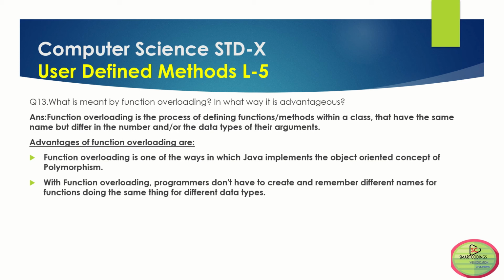So what are the advantages? Function overloading is one of the ways in which Java implements the object-oriented concept of polymorphism. I repeat once again, it helps to achieve polymorphism. With function overloading, programmers don't have to create and remember different names for functions doing the same thing for different data types. As you can see, with function overloading, we can use the same name with different types of parameters.